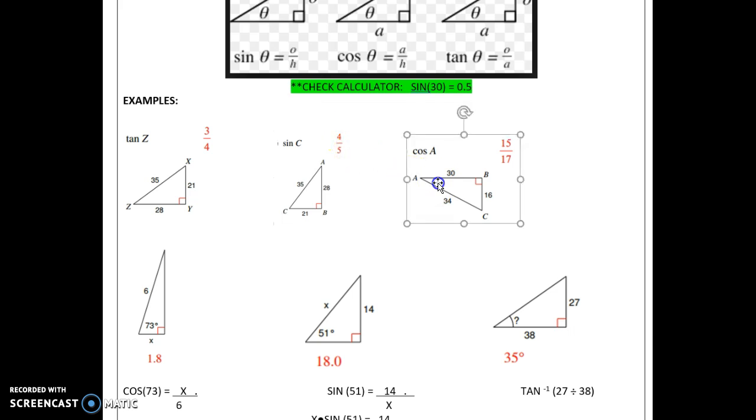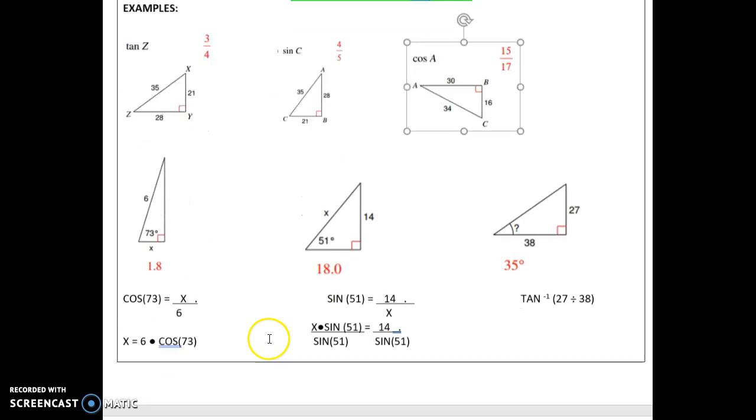And again, a review of cosine. Cosine of A. So A is right here. Cosine is the adjacent over the hypotenuse. The adjacent is connected to, but not the hypotenuse. So the adjacent is 30. The hypotenuse is 34. 30 over 34 simplifies to 15 over 17. Please understand how to get those comparisons. Remember, tangent just means compare two things. Sine, compare two things. Cosine, compare two things. What you compare is what changes based on the word.